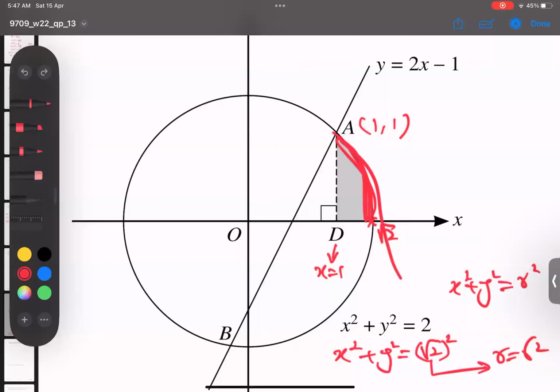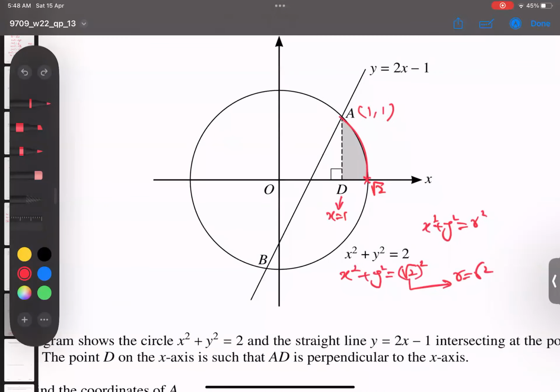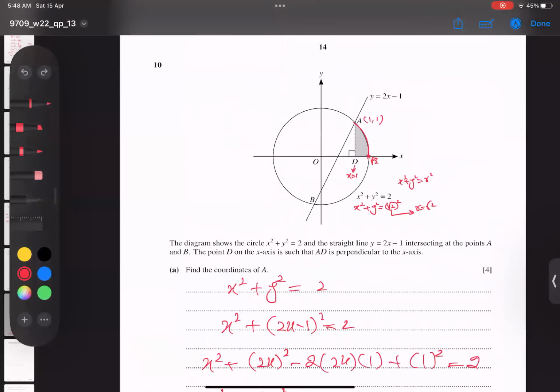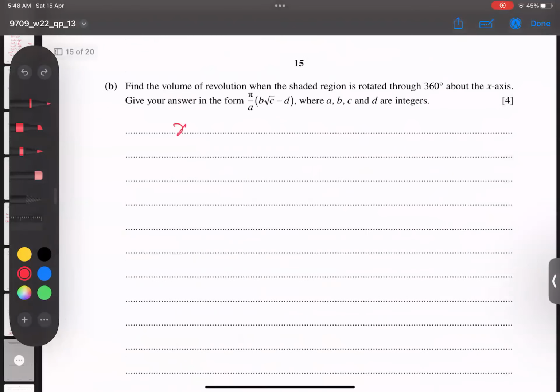But this part is what? Equation of circle. But whenever we integrate, we have to make y the subject. So how to make y subject, student? Have a look. I'm writing on the next page. X square plus y square is equal to 2. I make y square the subject. So I got 2 minus x square.